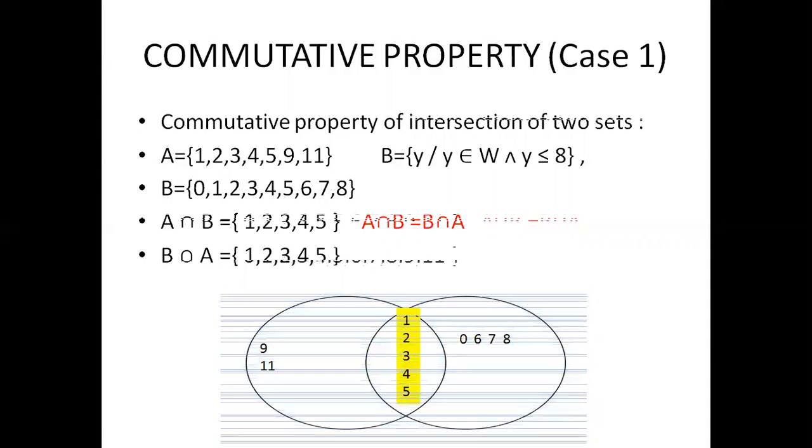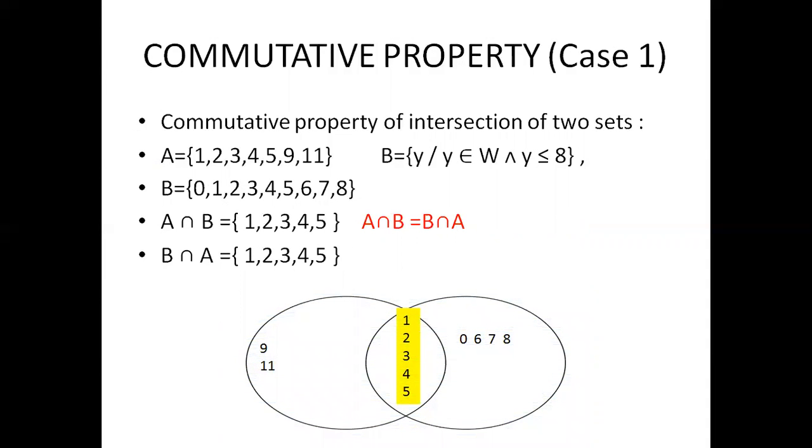Next, commutative property of intersection of two sets. In intersection, you will write only the common elements. So that means if you write A intersection B or B intersection A, they both have the same answer, as you can see on the screen. So the answer will be shaded in the diagram.